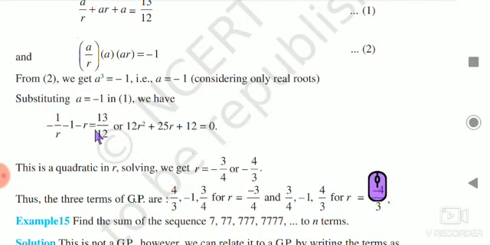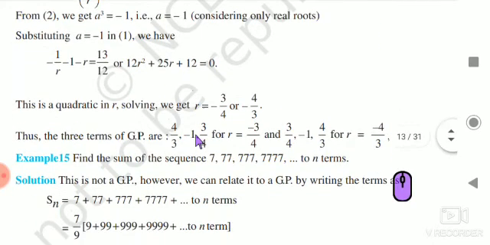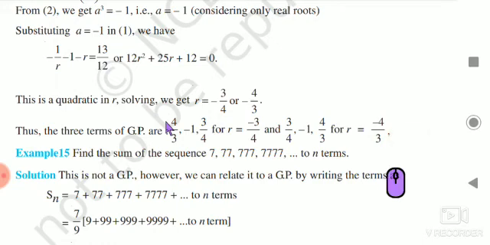Considering only one root of this equation, substituting A is equal to minus 1 in equation number 1, we have minus 1 by R minus 1 minus R is equal to 13 by 12. Because here A by R, A is minus 1 divided by R, and A is again minus 1, and AR is minus R, which is equal to 13 by 12. By solving this equation, we get the quadratic equation in R, 12R square plus 25R plus 12 is equal to 0. This is the quadratic in R. Solving, we get R is equal to minus 3 by 4 or R is equal to minus 4 by 3.